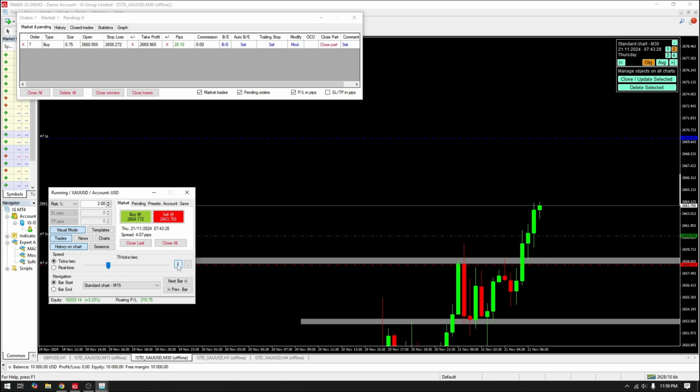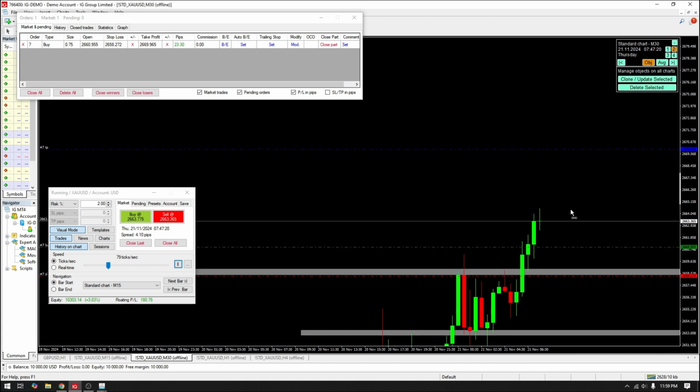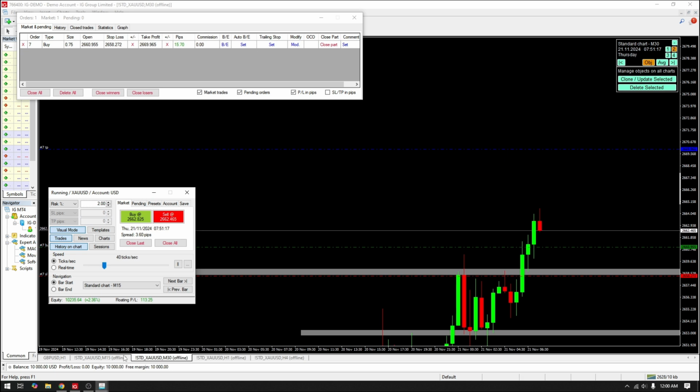Let's slow this down here a bit. Don't want to miss this. So yeah, around 32, 35 is where I want to be closing partials. For some reason, I'm going to get it to stop at around 34, 35 pips.